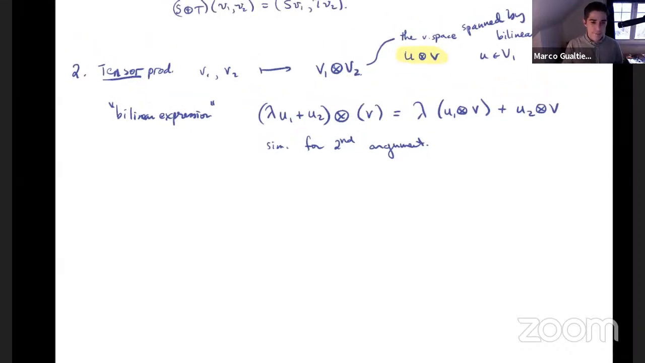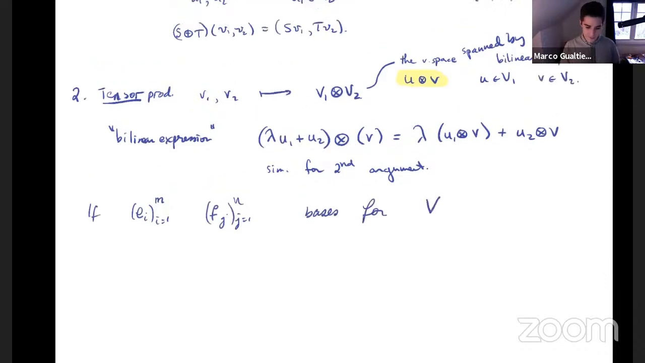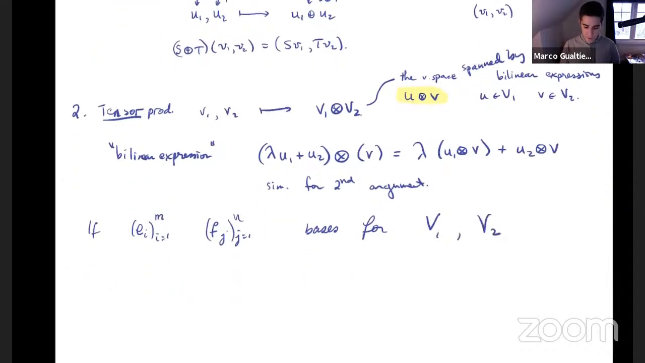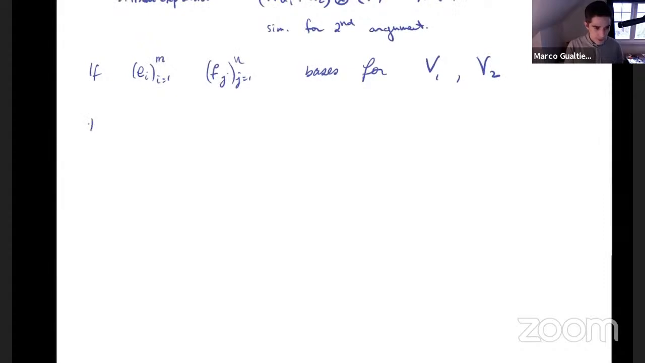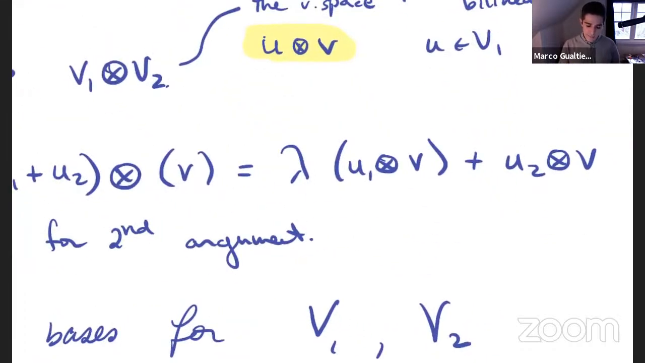So let me just formalize that intuition and say the following: if we have, let's say, e_i and f_j, if these are bases for V1 and V2, then what's clear is that for any expression of this type, you could express u in terms of the basis, so it would be a combination of the e_i's, and you could express v in terms of its basis, so it would be a combination of f_j's.